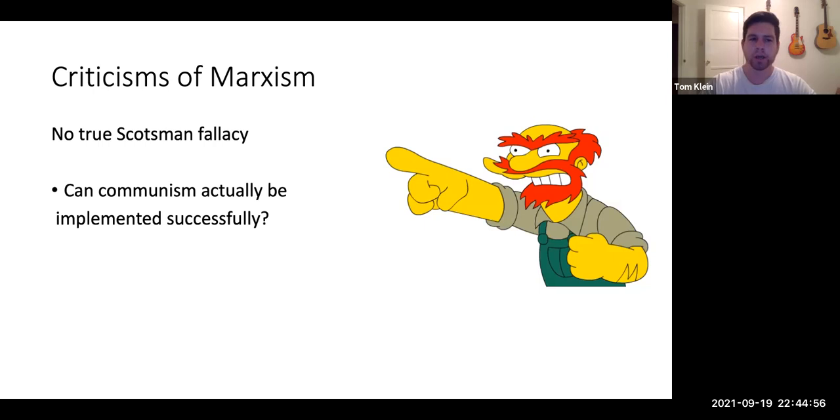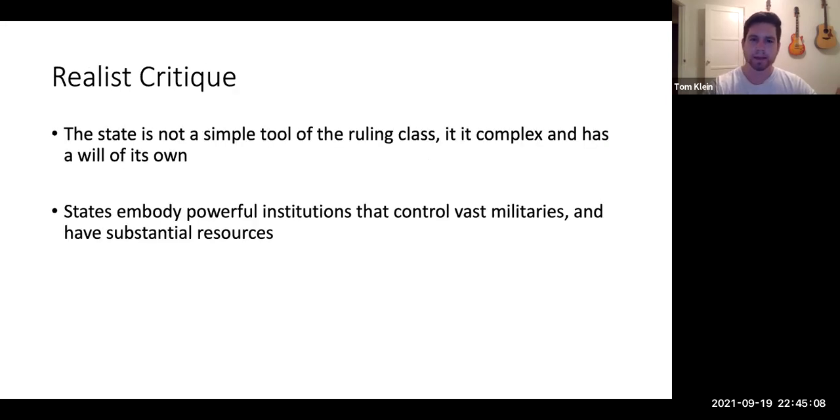So the question is, can communism actually be implemented successfully? And I want to remind you guys, these aren't necessarily my ideas. I'm just giving you prominent critiques of Marxism and communism. So to continue on with critiques, a realist critique would state that the state is not a tool of the ruling class. It's complex, it's nuanced, it has a will of its own.